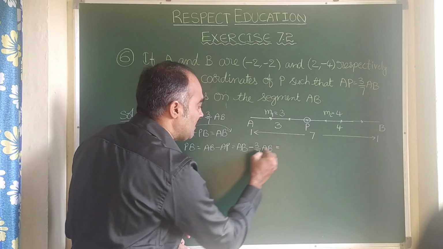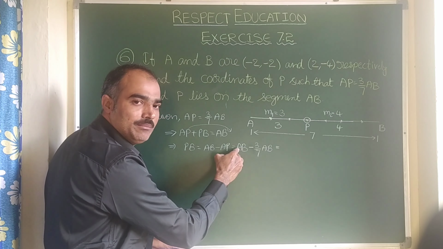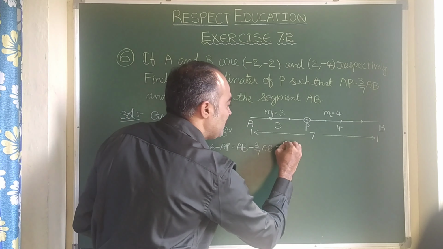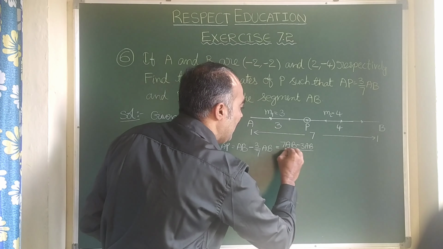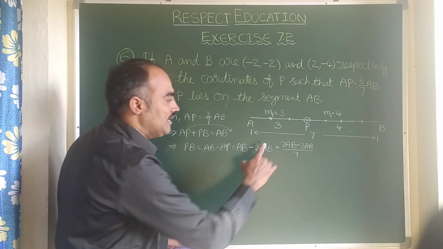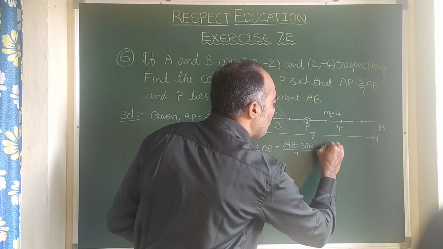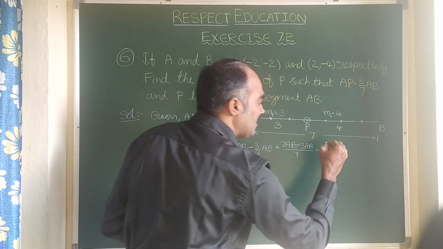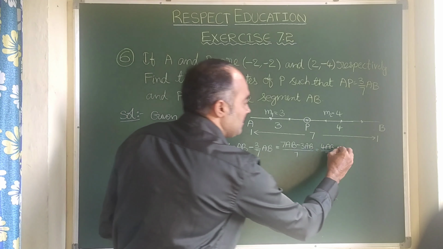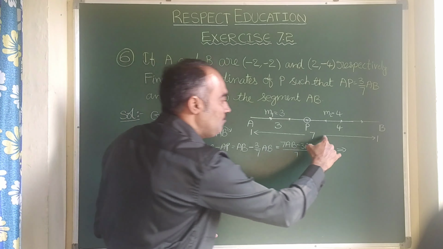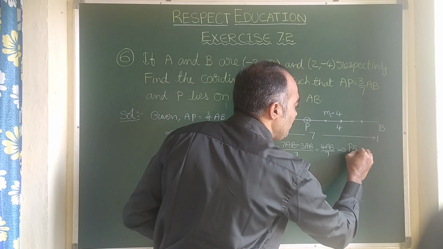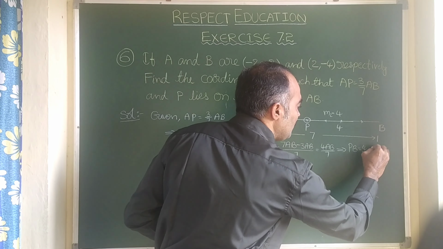Let us take 7 as LCM. 7 into AB, 7AB minus 3AB, by this LCM 7. 7AB minus 3AB is nothing but 4AB, so 4AB by 7. Clear? That means you can understand clearly that PB is 4 by 7 of AB.